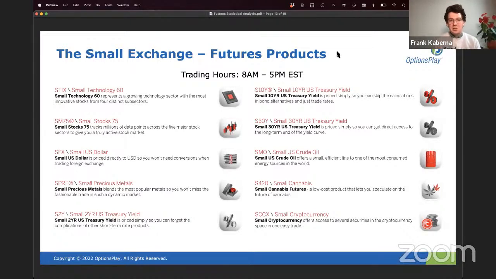I don't want to harp too much on it, because honestly the basic mission is giving you access to crude and everything else in a product that you would say, oh yeah, that makes sense. It ticks in pennies and that equates to $1, and they all have the same expiration. And it's none of this convolution of other futures products.